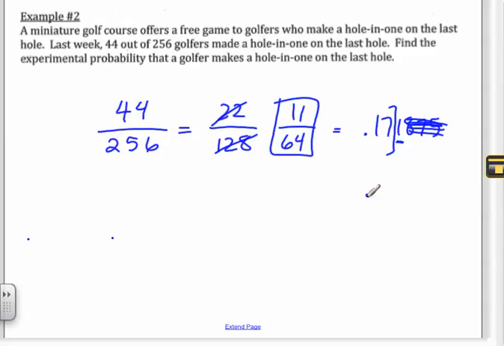All right, so 0.17 or 17% chance that they get a hole-in-one. Okay, 17% chance that you get a free game. Not bad. All right, guys, good job. Let's look at the next example.